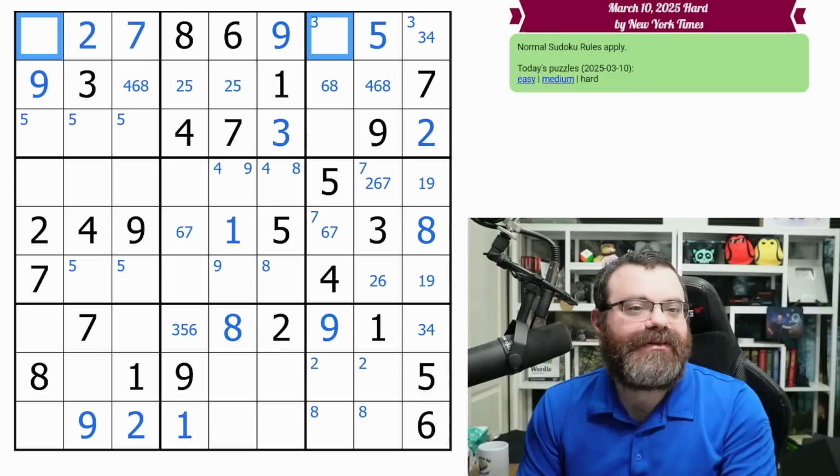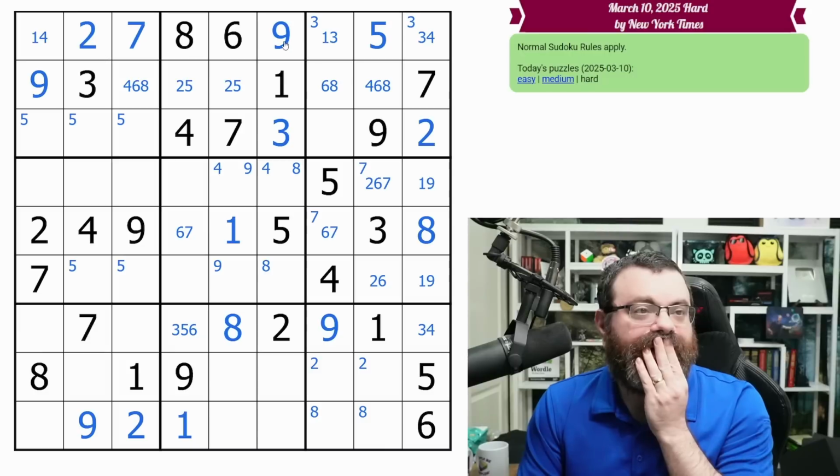This row is now down to what? 1, 3, 4? This one can't be 4, this one can't be 3. Okay.